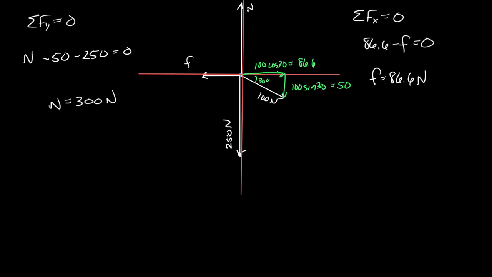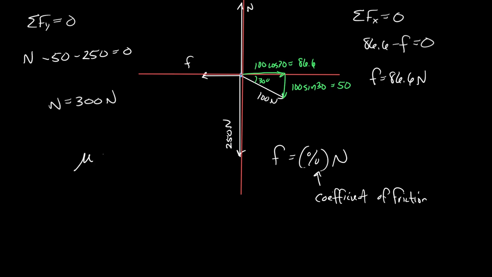The coefficient of friction is the percentage of the normal force. So friction equals a percentage of the normal force. This is what we mean by coefficient of friction. So I just need the ratio of friction to normal force to get the coefficient. The symbol we use is Greek letter mu, which we'll get to today, but that's it. So 86.6 divided by 300. It's a unitless value because it's a percentage.